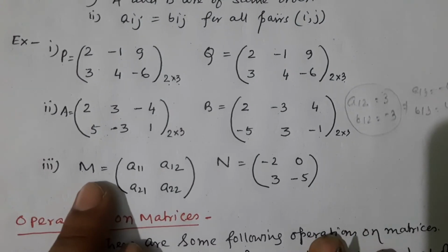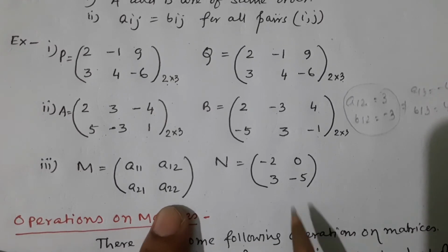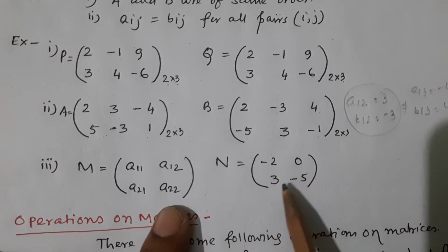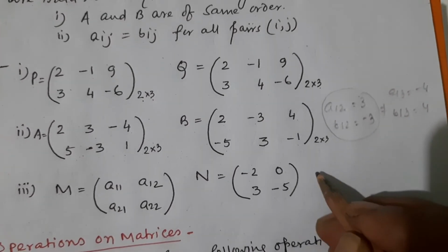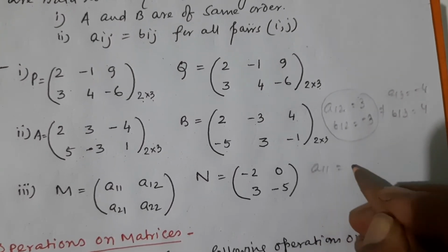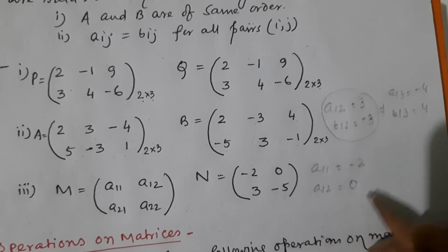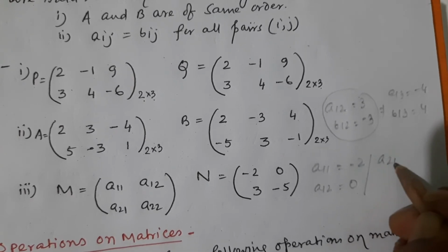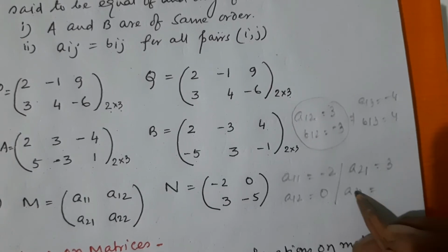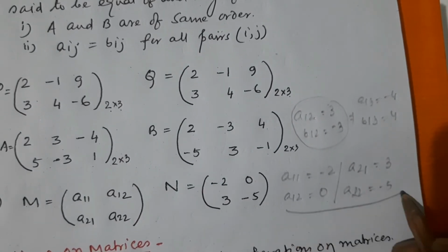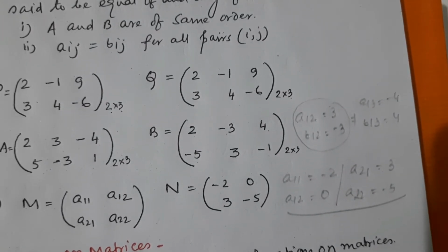Again here, M is [a11, a12; a21, a22] and N is [minus 2, 0; 3, minus 5]. These two matrices are said to be equal if a11 equals minus 2, a12 equals 0, a21 equals 3, and a22 equals minus 5. If this condition is satisfied, we can say these two matrices are equal matrices.